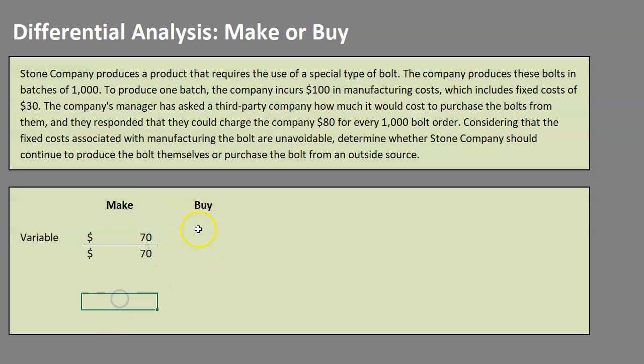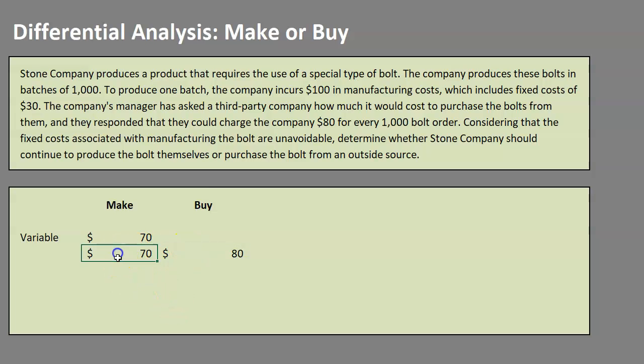That's it. Now, when we're taking a look at the buy scenario, on the other hand, we could buy this in batches of 1,000. Every batch would cost us $80. Here, I'll put it on this last line so you can compare them easily. $80 to buy. So we can either make it for $70 or we can buy it for $80. No other costs are associated with this buy. Sometimes you might see that there is some type of delivery cost or shipping cost involved. In our scenario, we don't have one. So really, these are the two alternatives that we are analyzing.